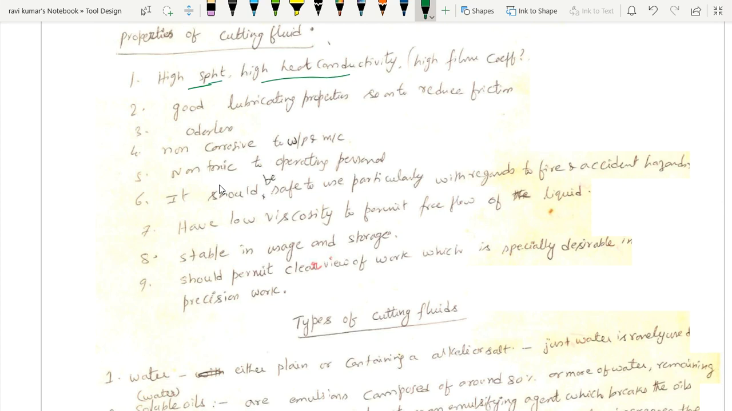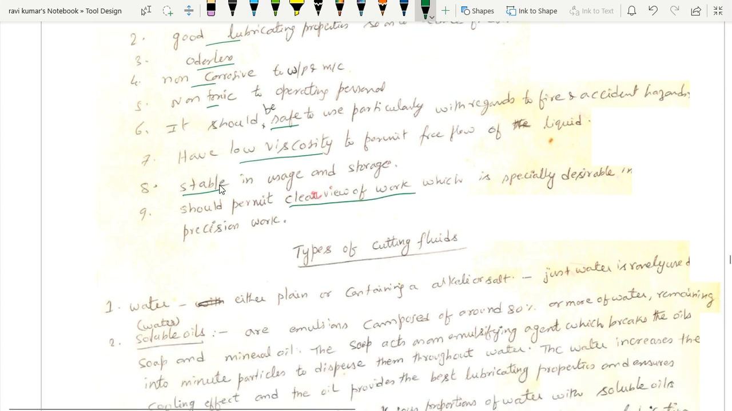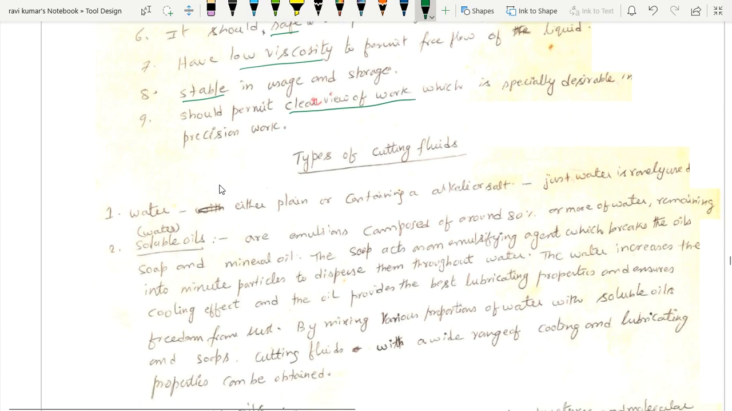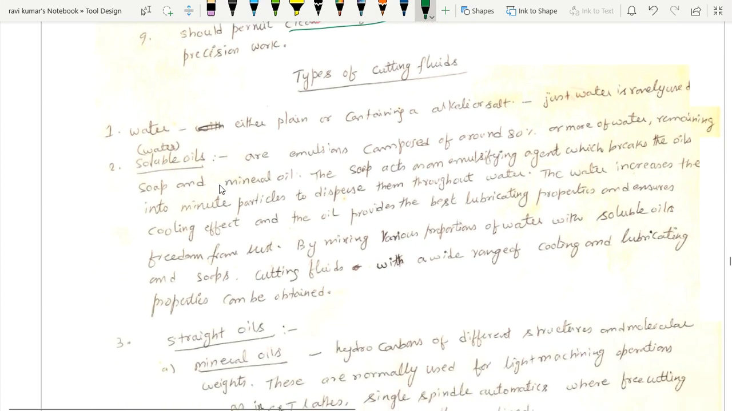Next, good lubricating properties. Odorless, that means no smell. Non-corrosive, non-toxic. Safe usage. Low viscosity. Stability in usage. Clear view of the workpiece when cutting is taking place. Next, when we talk about the different cutting fluids, water is the simplest material. I may have an alkali or salt mixed up, right? Generally, direct water is rarely used because it is going to cause some amount of corrosion.